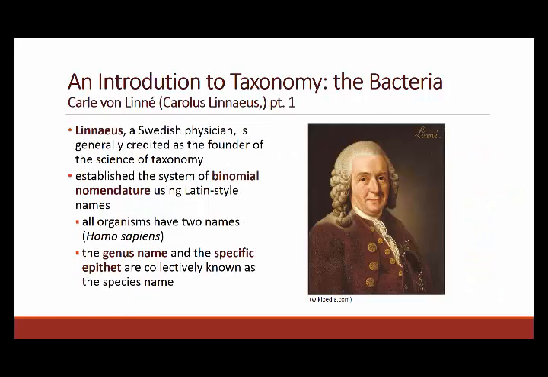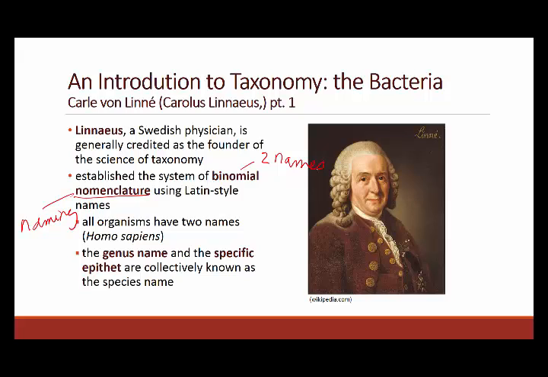Okay, so where did all this start? It started in the 1700s with a Swedish physician whose name was Carl Linné, and he is generally credited as the founder of the science of taxonomy. He established a system referred to as binomial nomenclature. Nomenclature just means naming, and binomial means two names. So it's a two-name naming system.